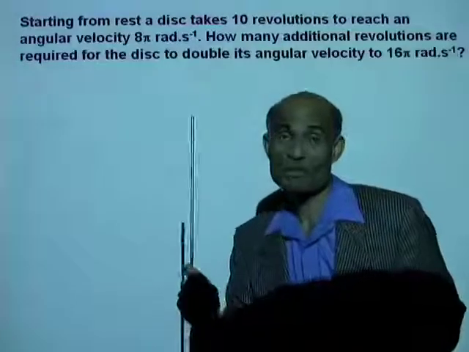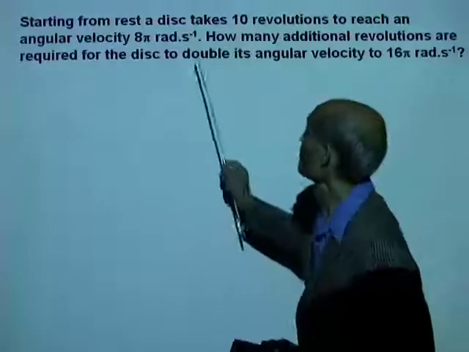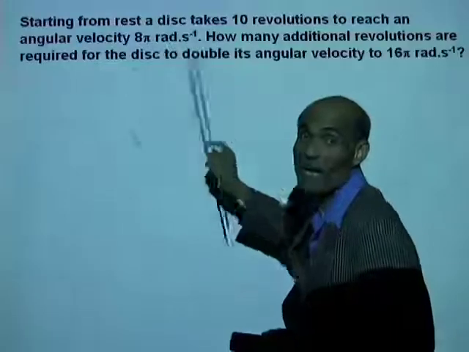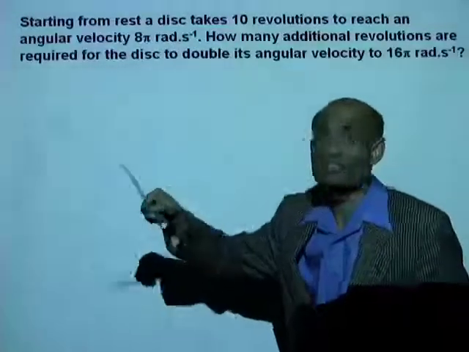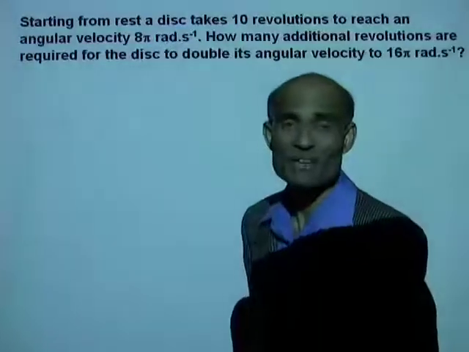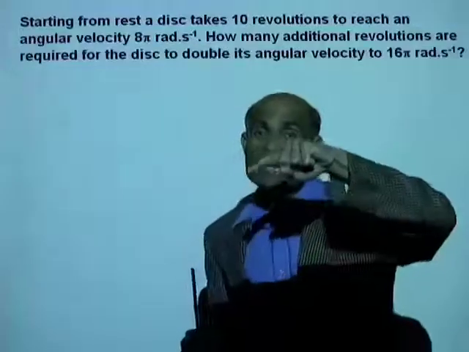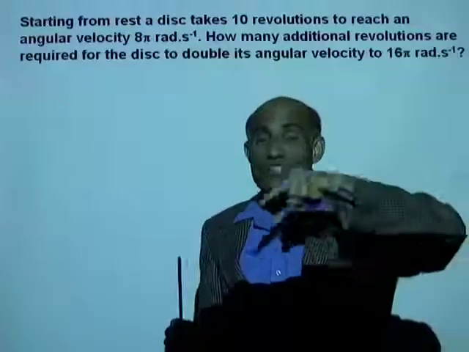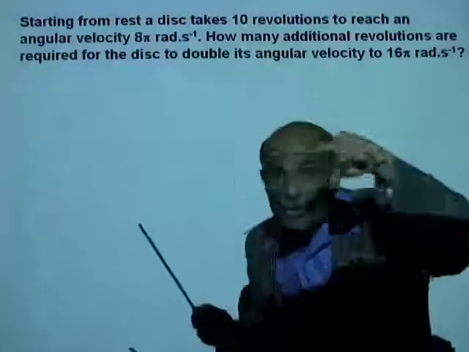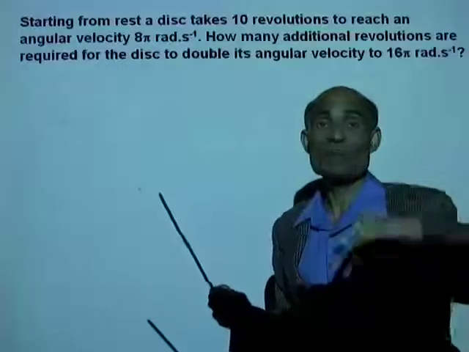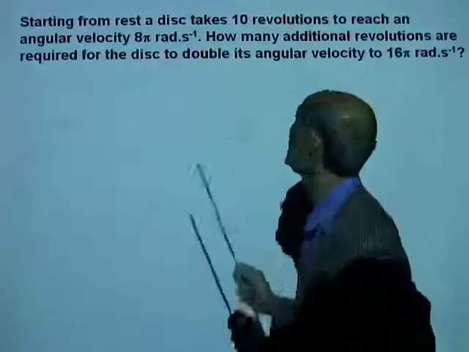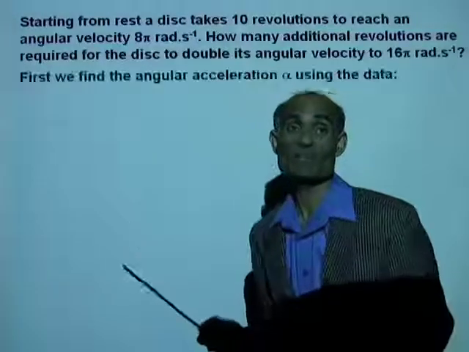Now understand this problem very well. Read it one more time. We have a disk starting from rest and it takes 10 revolutions to reach this angular velocity, 8 pi radian per second. Now 10 revolutions means how many radians? 20 pi radians. Now the question is, how many additional revolutions are required for the disk to double its angular velocity to 16 pi radians?